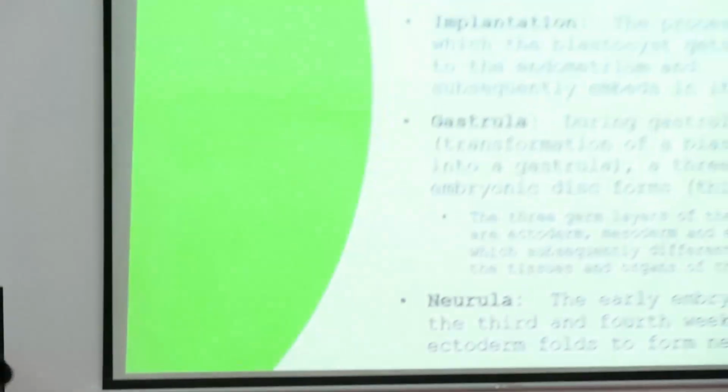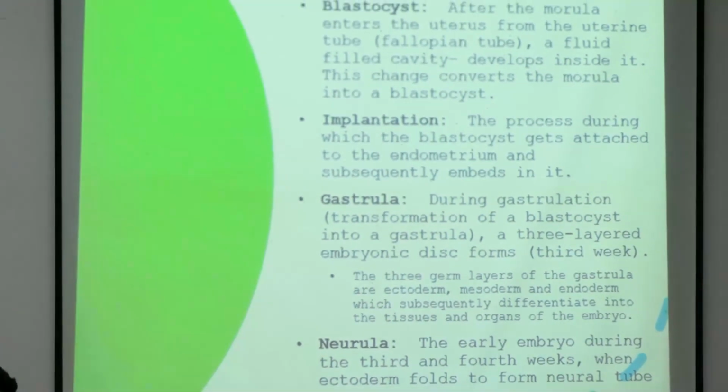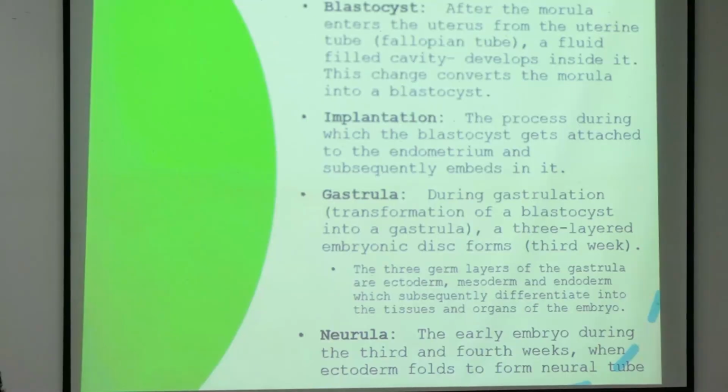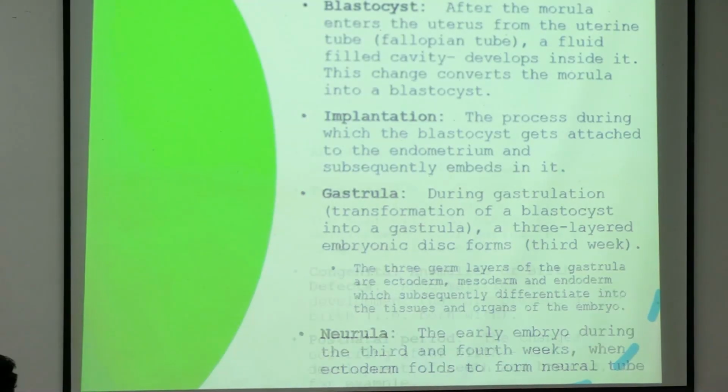Gastrula. It is a three-layered structure. We have ectoderm, we have endoderm, we have mesoderm. So when a bilaminar disc is converted into a trilaminar disc or trilaminar structure, we call that process gastrulation. Neurula, the stage in which we find that the neural tube is developing, that stage is called neurula.